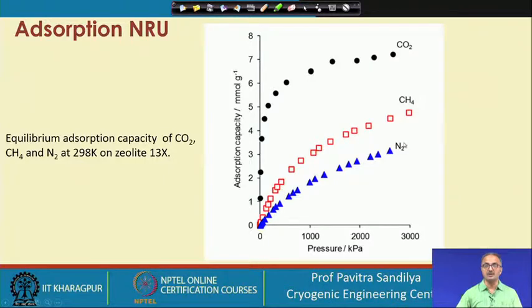That means from this we conclude that if we want to remove carbon dioxide from natural gas, then we should go for this zeolite 13X, and once carbon dioxide is removed, next is methane. That means zeolite 13X adsorbs methane more than nitrogen. So after removal of carbon dioxide, this particular adsorbent may be used to remove the methane from the nitrogen.